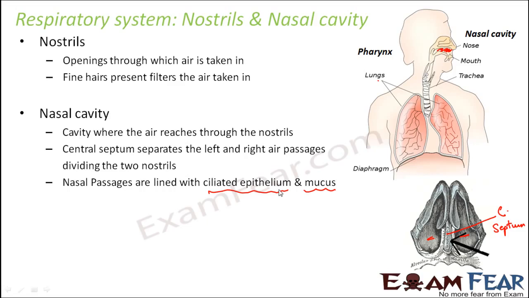What about the mucus? Mucus is a slimy substance. It helps to moisten the air. It makes the air more moist, and it also helps the air to move down.